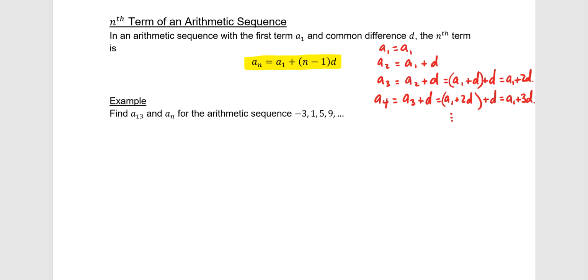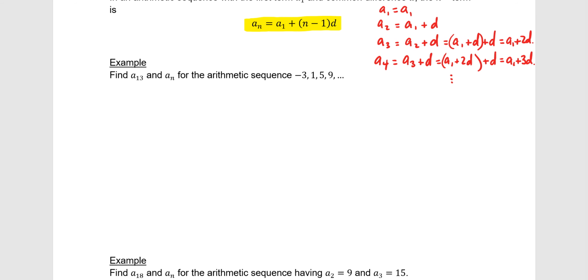Okay, so let's do this example. Find a sub 13 and a sub n for the arithmetic sequence. We have the sequence -3, 1, 5, and 9. So let's go ahead, and we're obviously using this formula because we just wrote it down. We have a sub n equals a sub 1 plus n minus 1 times d. So we need a sub 1 and we need d.